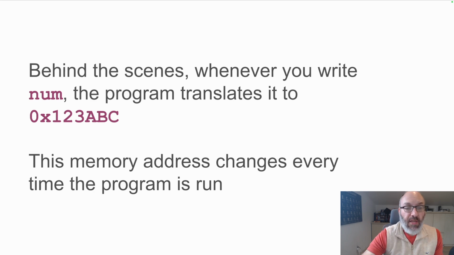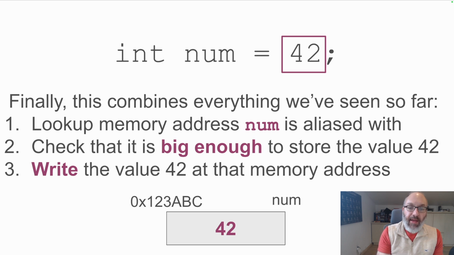This memory address changes every single time you run the program, so it's really inconvenient for us to manage it, hold on to it, or actually know what it is. Finally, we're going to put all of these pieces together. We're going to look up the memory address that num is associated with. We're going to check, hey, is it big enough to store the value we're trying to put into it, which is 42, and 42 is an integer. We're going to say, yep, we've allocated an integer's worth of memory at this location. And then we're going to go ahead and write the value 42 at that memory location.